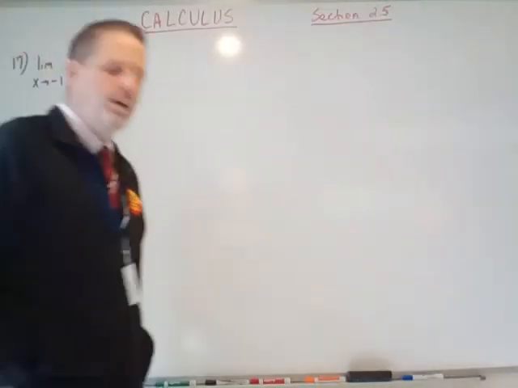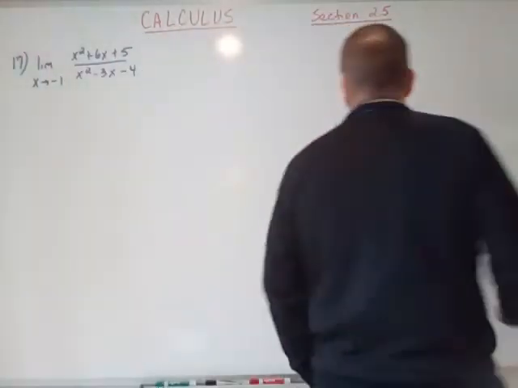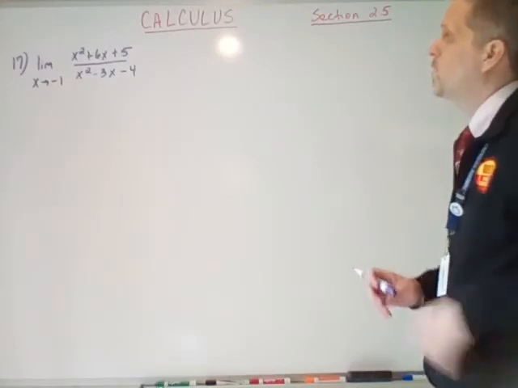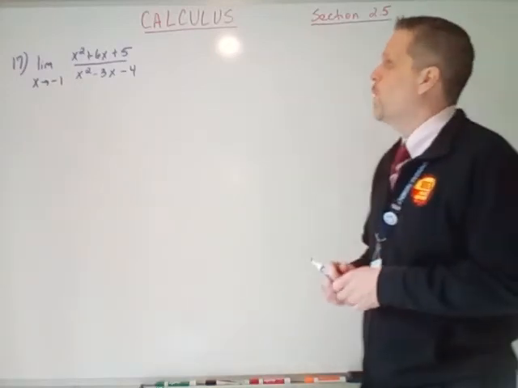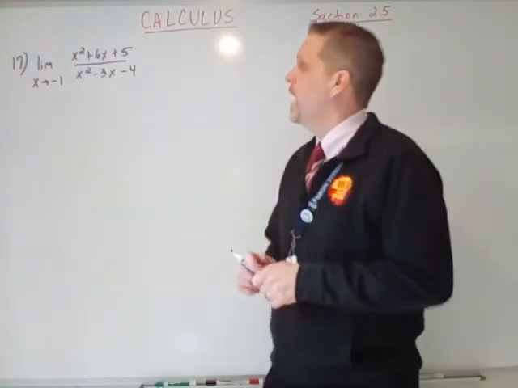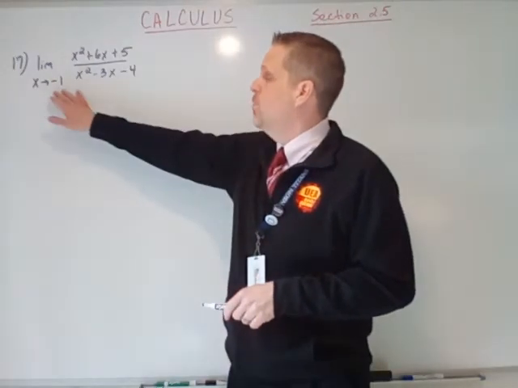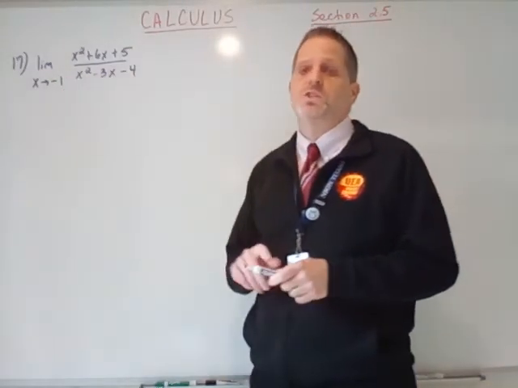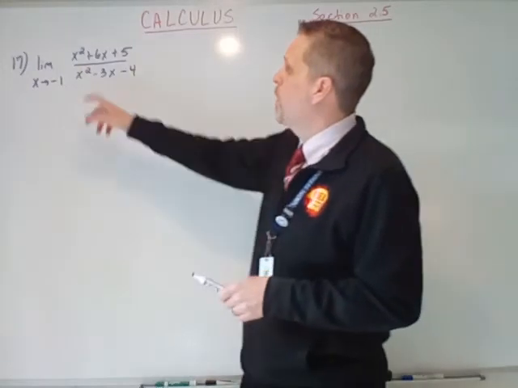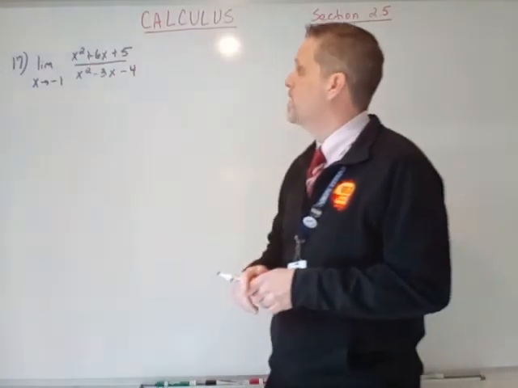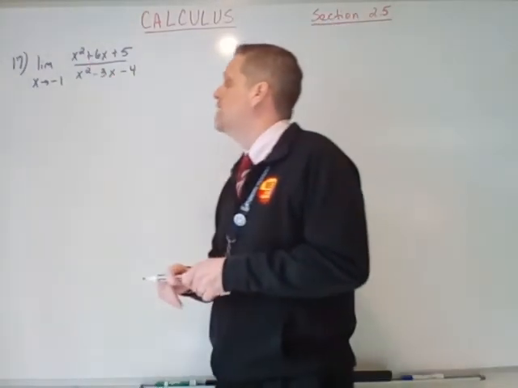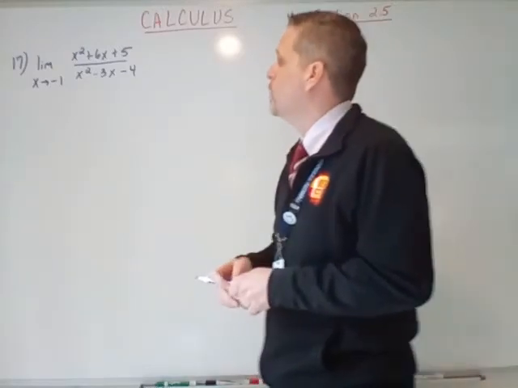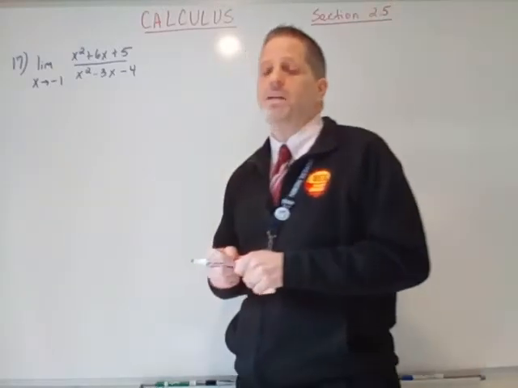All right, let's take a look at a computational approach to evaluating a limit. In this problem, we've got the limit as x approaches -1, and we're dealing with a rational function here. The numerator is x squared plus 6x plus 5, and it's divided by x squared minus 3x minus 4.